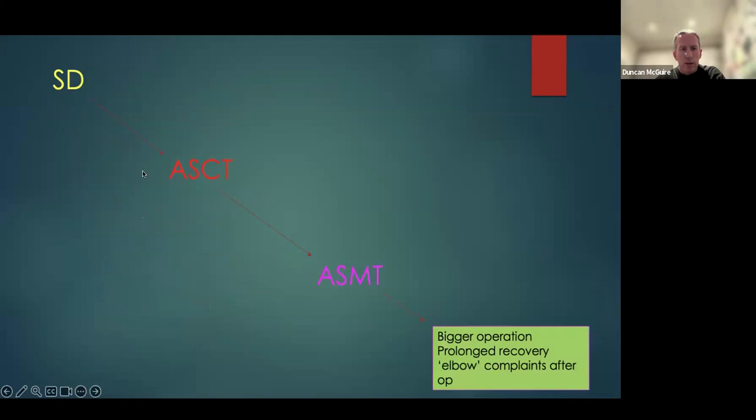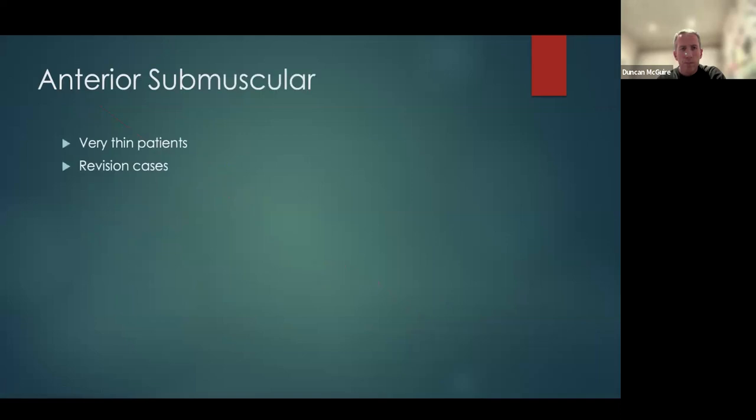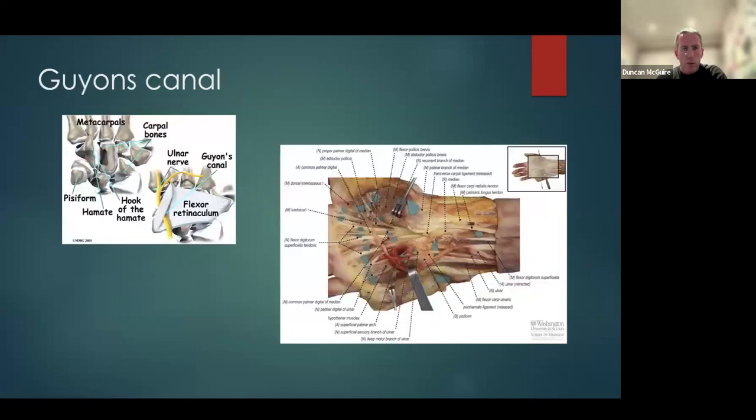All right, so this is just the flow diagram: simple decompression, anterior subcutaneous transposition, and anterior submuscular transposition. As you go down that path, it's a bigger operation, with longer recovery and more complications. As I said before, anterior submuscular is really just for very thin patients and in revision cases where you've already done a subcutaneous transposition.